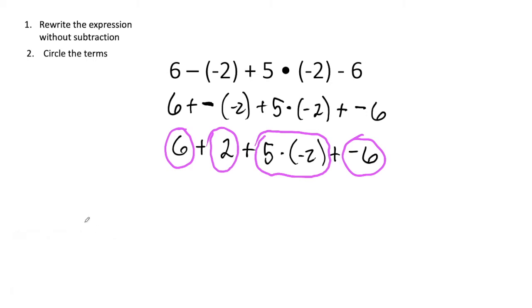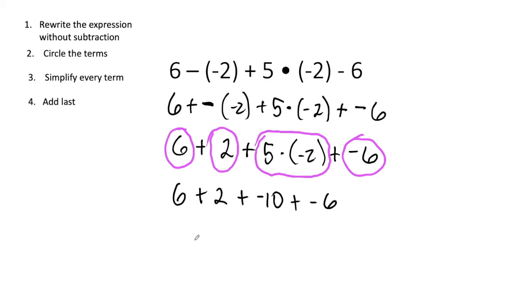All right, our next step says that we should simplify each term. 6 is fully simplified, 2 is fully simplified, 5 times negative 2 is negative 10, and negative 6 is fully simplified. So, all of our terms are fully simplified. It is time to add our terms together.